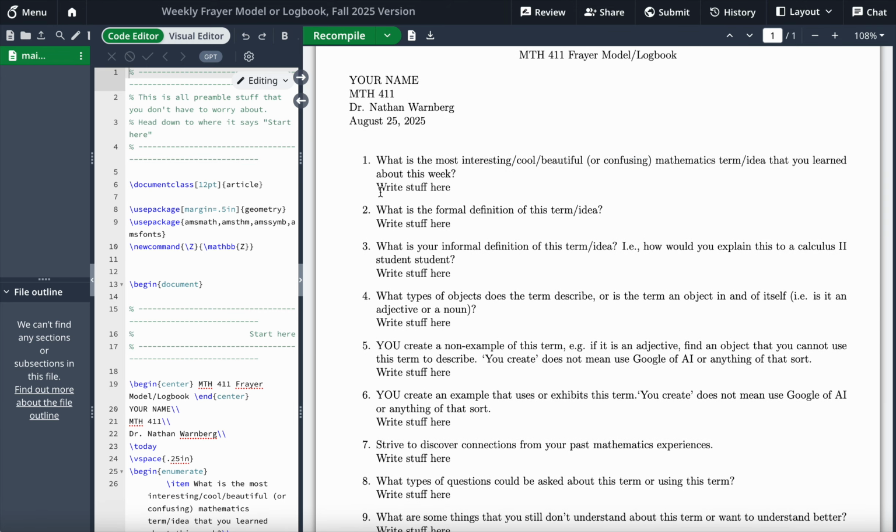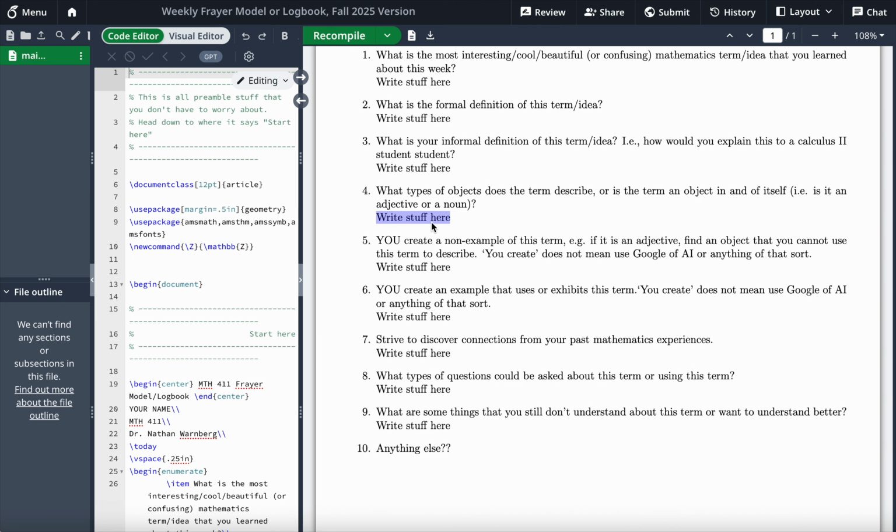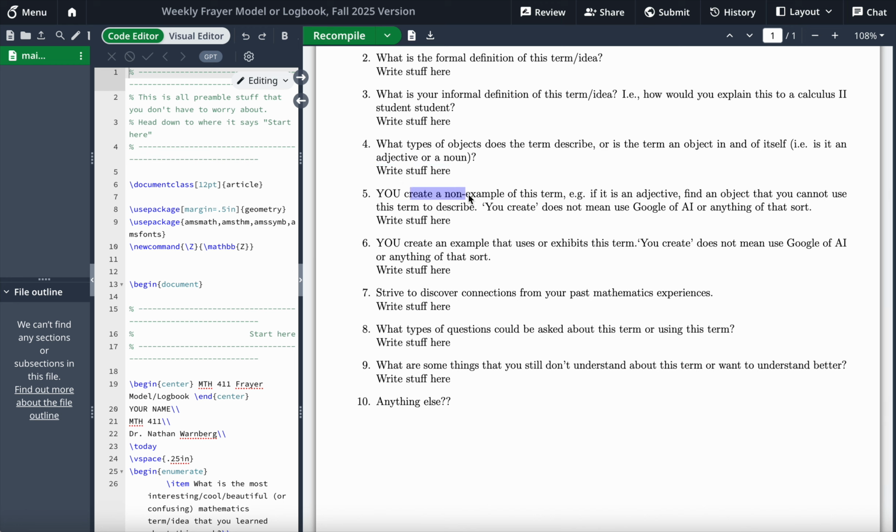But anyway, you pick a topic, write it here, and then tell me the formal definition, the informal definition. This is just in your own words. This can be hard, but also really helpful. Is this word or phrase or idea a noun? Is it an adjective? What do you do with it? What does it describe? Create a non-example and an example. These are really important. These are really helpful for understanding mathematical objects, as if you can figure out something that's not one of those things and then something that is one of those things.